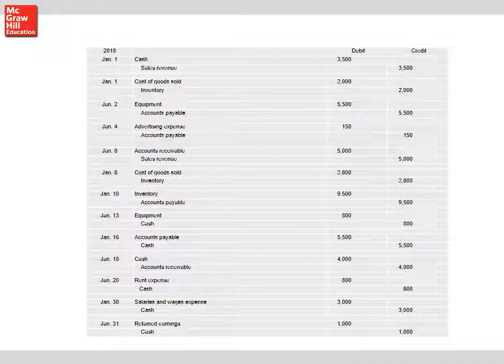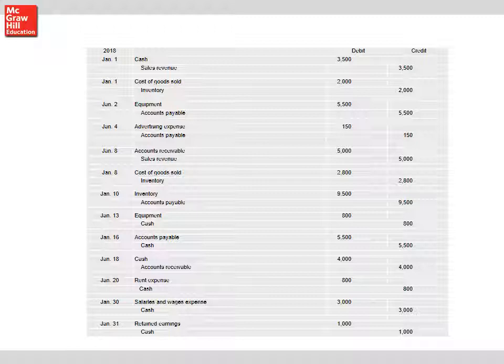January 10th, they purchased more merchandise on account. We'll increase the inventory account on the debit side. It's on account, so we have to increase the liability accounts payable. The 13th, purchased equipment for cash, $800. Increase the equipment account on the debit side, decrease the cash account on the credit side, $800. On the 16th, they paid the entire amount due to Strong Company. Well, that's from the January 2nd purchase.